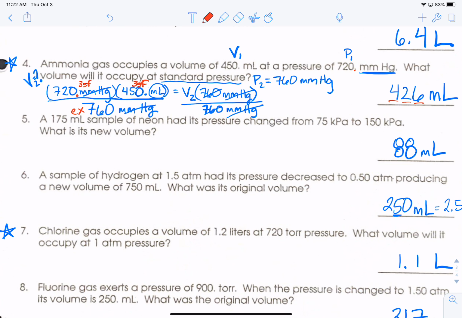Are we good? Probably the most difficult part of that problem was if you didn't know what standard pressure was. And that's fine. I didn't talk about it. You would have had to look it up. All right, let's do number 7.